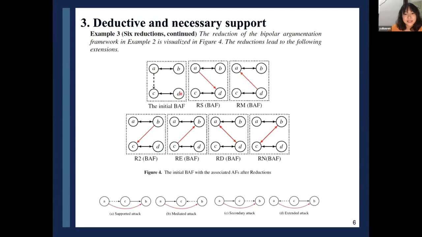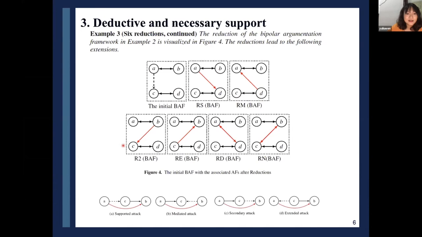Also, we call this the mediated reduction. Here we add D mediated attacks C because you can see this subgraph: A supports C and C attacks D. And here we call it the secondary reduction.